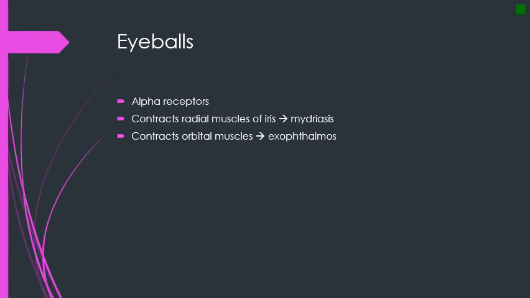And we've already discussed the eyeballs regarding mydriasis, and one thing, remember the contraction of the orbital muscles can produce an increase in your intraocular pressure, which can cause a slight projection of the eye outward from the globe, which will result in exophthalmos.